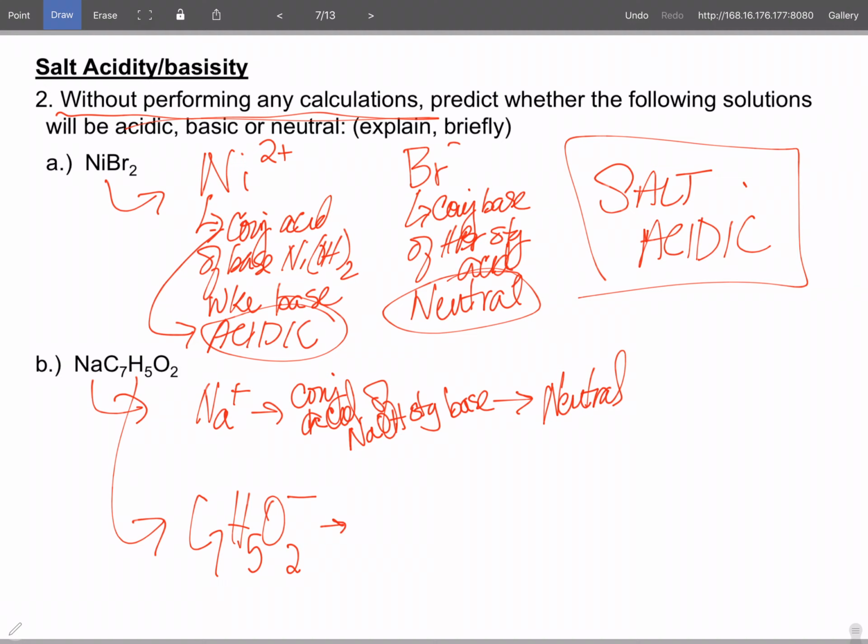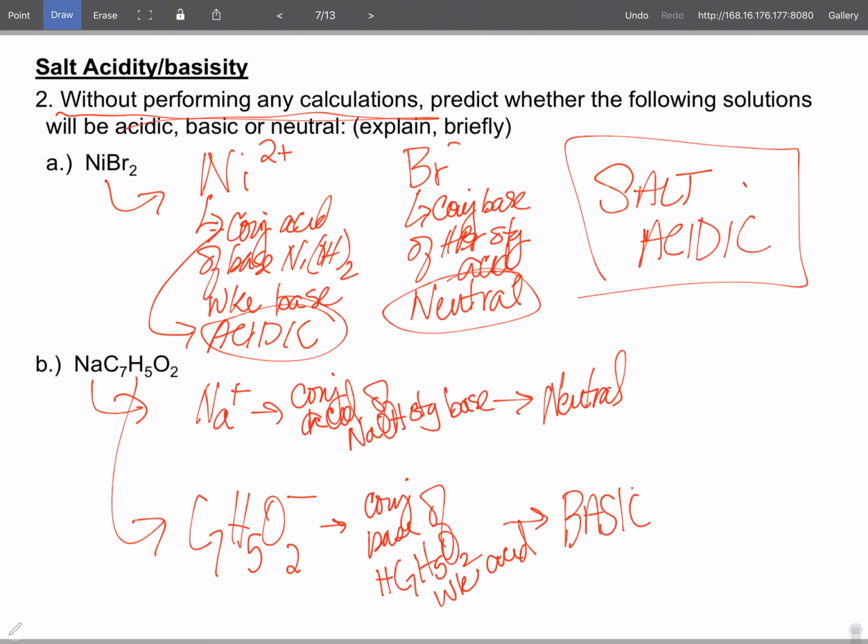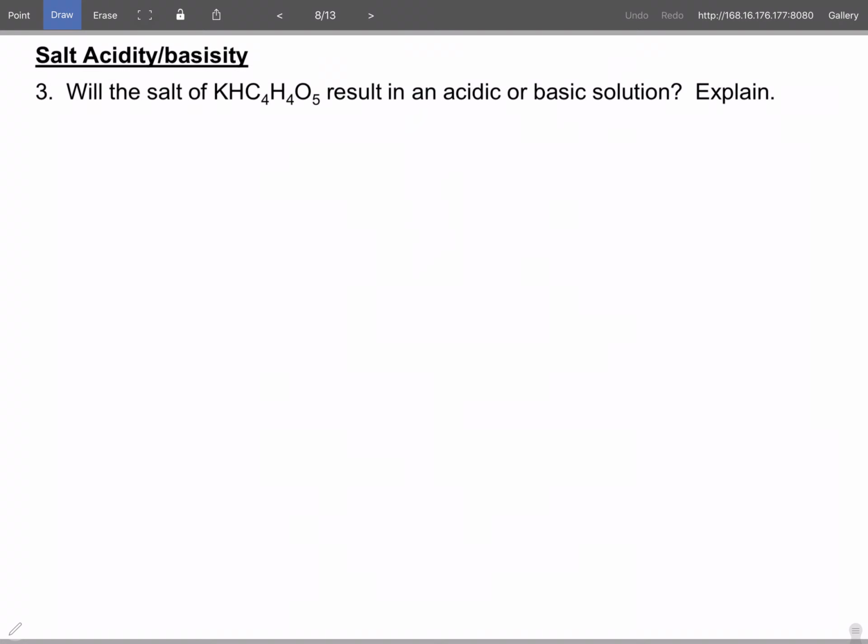So this one would be the conjugate base of HC7H5O2, which I don't know what it is, but I know it's a weak acid. Therefore, this one will be basic. So if we have a neutral plus basic, then this salt is basic. And these don't require any calculations at all to figure out. You just have to know what's a strong and what's a weak.